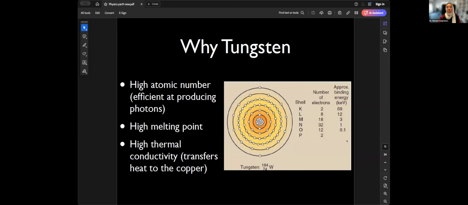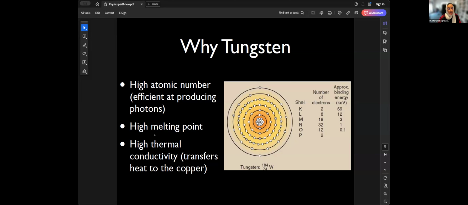All right, so let's talk about our tungsten. This is our source of electrons. This is what a tungsten atom looks like. So you can see here that this is a big chunky atom, okay? And that's exactly why we use it, because it has a high atomic number. Because it has a high atomic number, it has a lot of electrons that we can use, and it will produce more photons when they're heated.